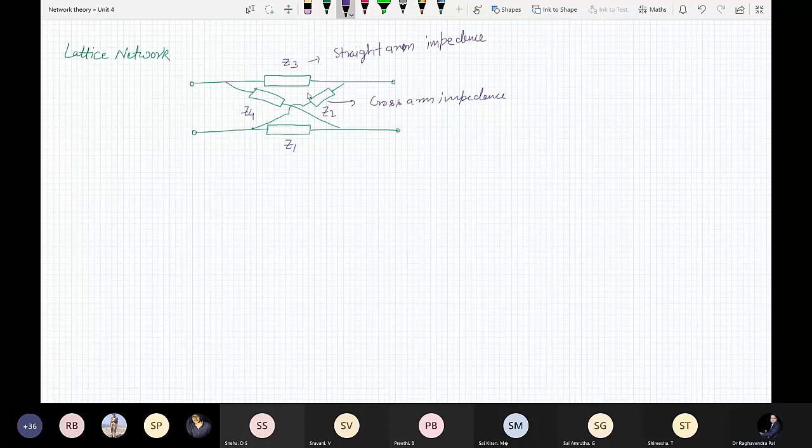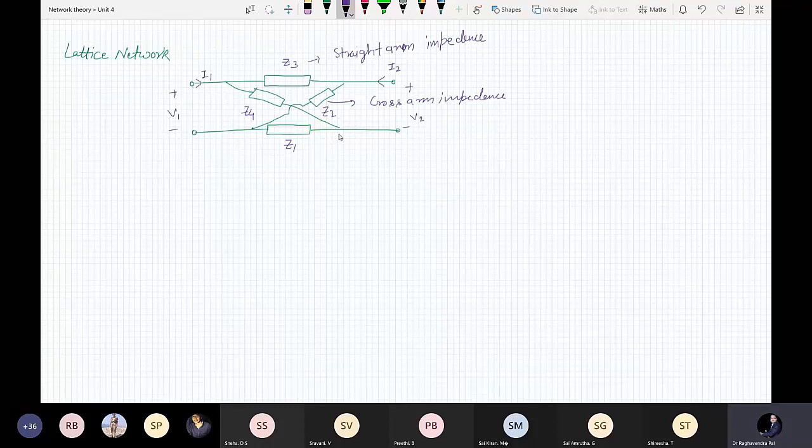Okay. So here you can see this one. What will it be? It is I2. Here I1. This voltage will be V1. This voltage will be V2. Correct. Because this is a two-port network only.